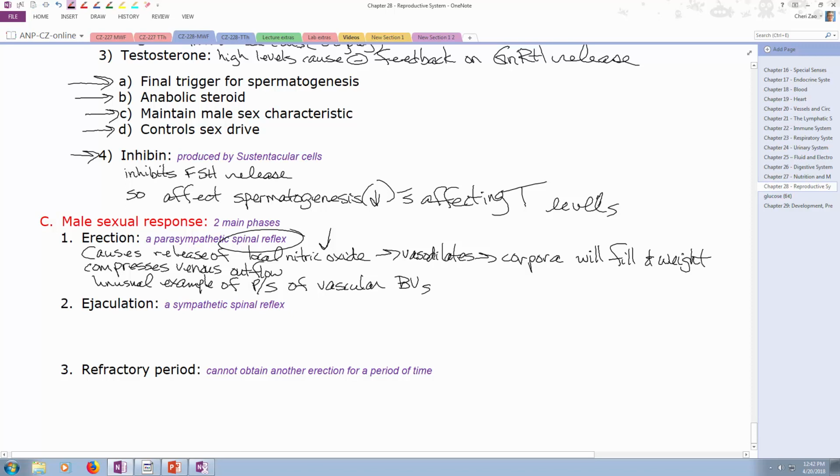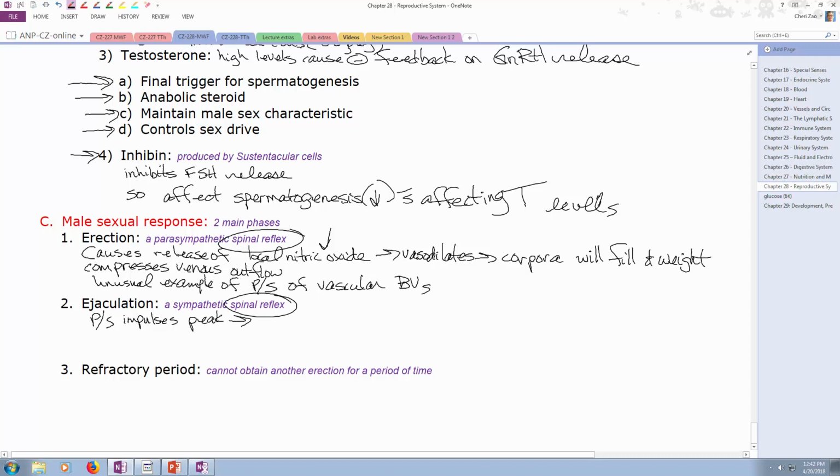Ejaculation is interesting. Now, erection is a parasympathetic spinal reflex, so once you get it properly initiated, it will complete itself. Ejaculation is a sympathetic spinal reflex. Again, once you get it started, it will naturally complete itself. And what happens is the parasympathetic impulses reach a critical value. We'll just say peak.